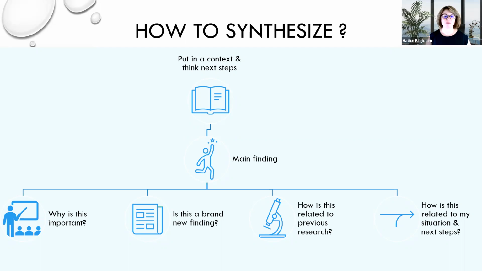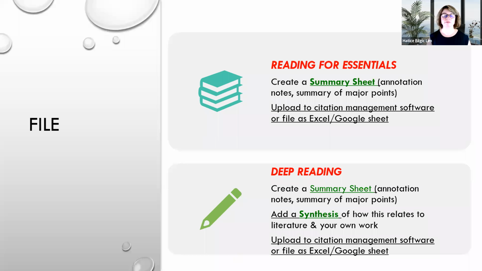Okay, when you complete your summary and any synthesis, you will need to file. This will let you document your understanding and use it for your next step. Filing is saving the notes you took from your reading for future reference. You can use the same tool to file, whether you are doing reading for essentials or deep reading. The only difference is addition of synthesis into your summary sheet if you are doing deep reading. The choice of filing tool, such as an Excel or Google Sheet or a citation management software, is completely personal choice. The important point is the contents of the summary sheet. Next, let's review some examples of a summary sheet and get a better understanding on how to create them.